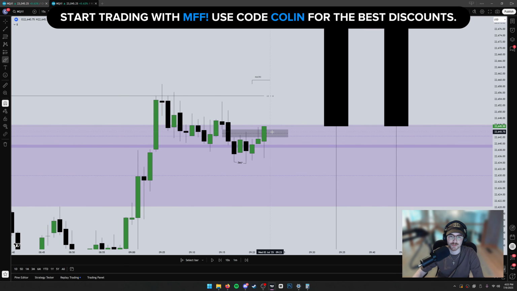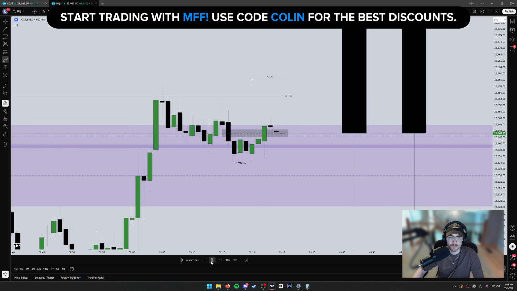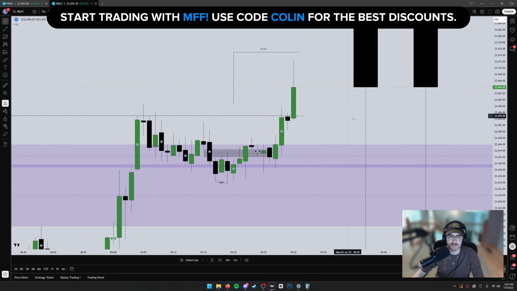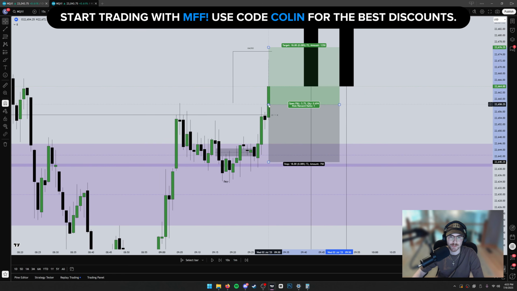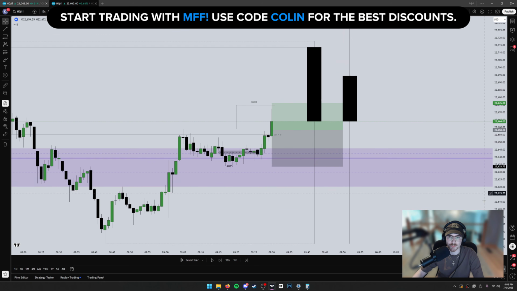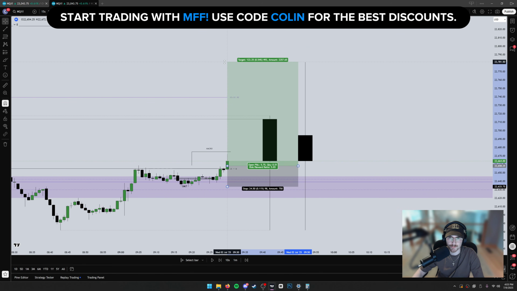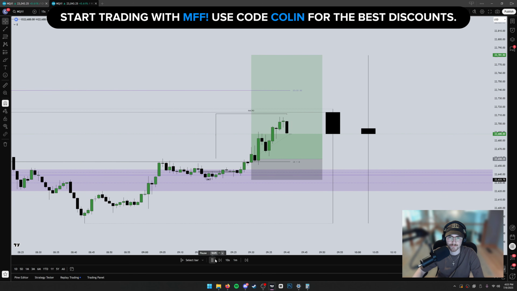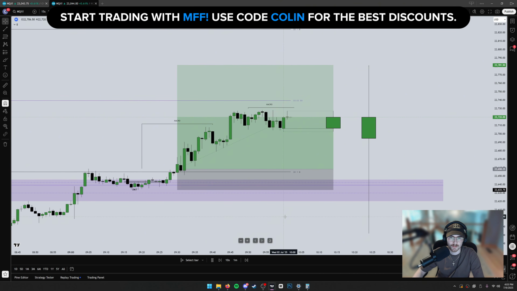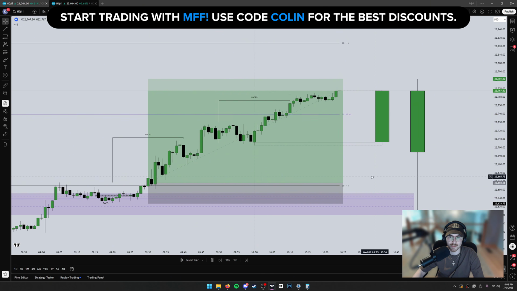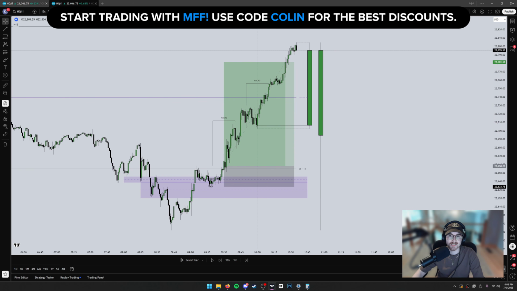I never want to take an inverse if it doesn't happen during a macro. We then wait till market open to take the actual trade right here with our stop below this low, targeting our external liquidity. And if we play that out one more time, it's a very, very good setup. And that is the gist of the model.